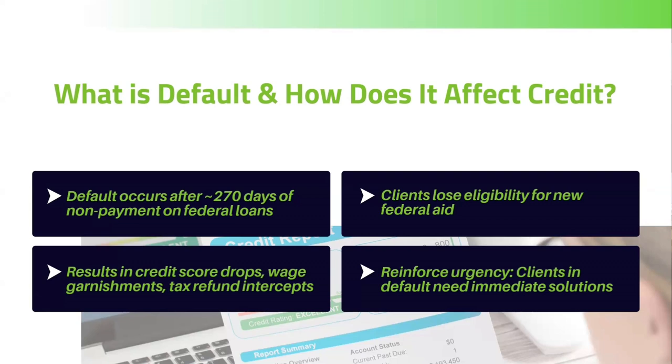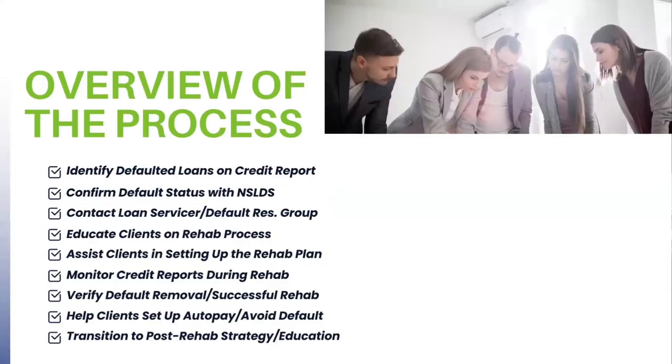Obviously a 90-day late, which is just hitting in March right now, is going to drop the score. It's going to drop probably 100 to 150 points. Everybody's score is going to drop that has those student loans and has not started the repayment process. Again, reinforce the urgency in this. Clients in default do need immediate solutions. Absolutely, they need immediate solutions because it's a horrible effect on their credit.